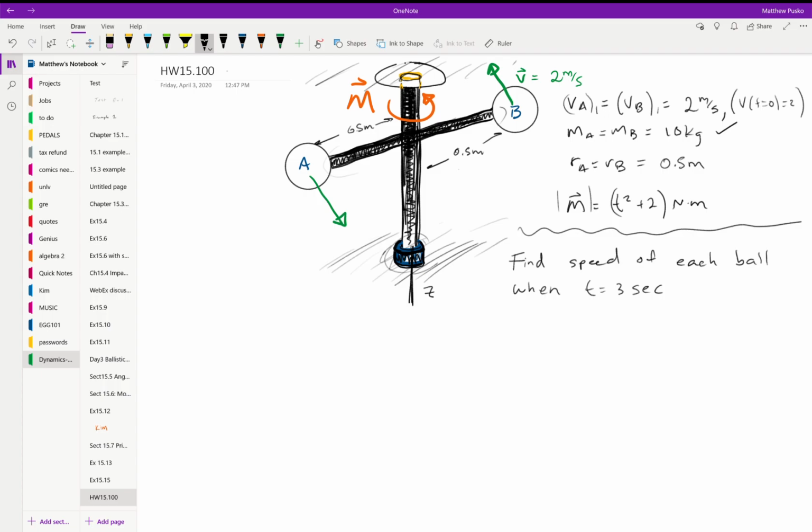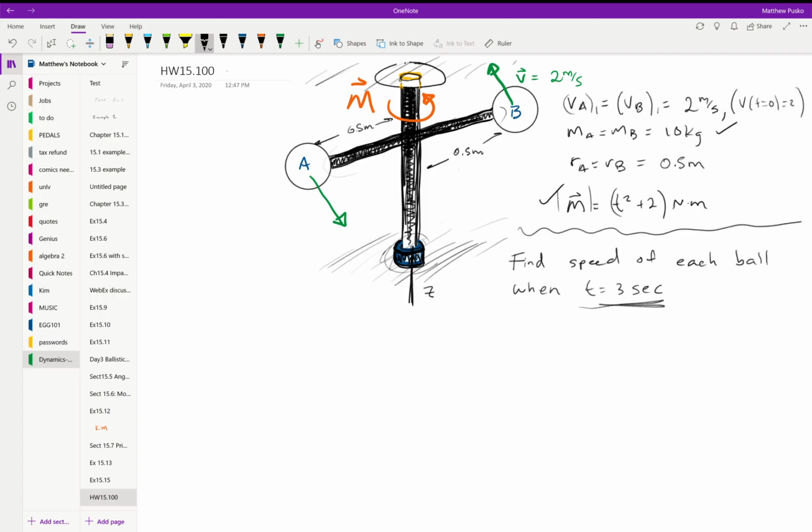The one thing they tell us is that a moment is applied, and we're just going to assume it's going in the positive direction, which is counterclockwise, and it's a function of t. It's t squared plus 2. Let's use impulse momentum theory to figure out how fast it's going when 3 seconds has gone by.